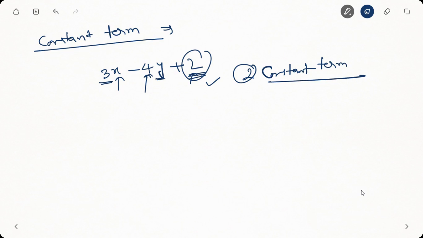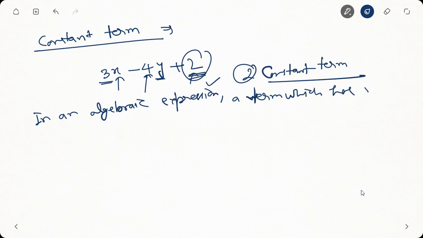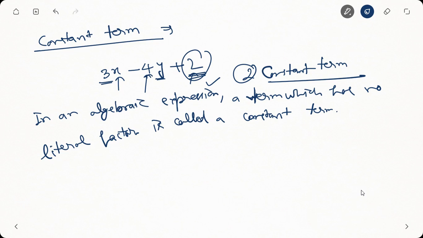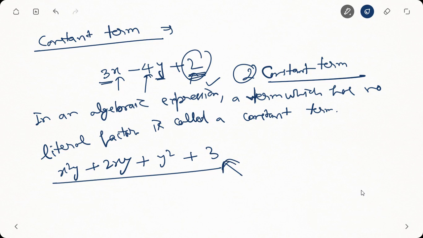So what would be the definition of the constant term? In an algebraic expression, a term which has no literal factor is called a constant term. Let's take another example. x square y plus 2xy plus y square plus 3. So which one is the constant term present in this expression? That would be 3, because it doesn't have any literal variable multiplied by it, right?